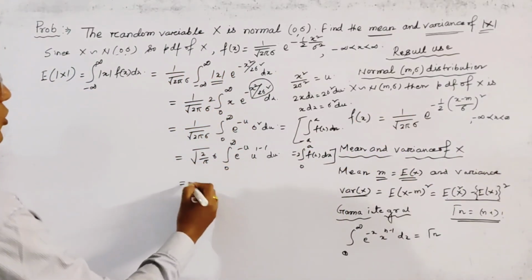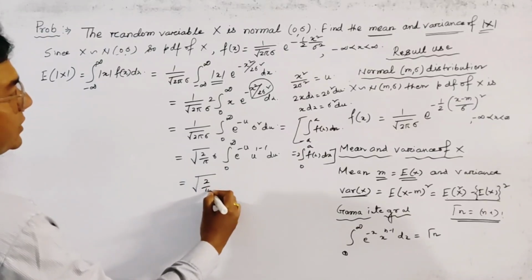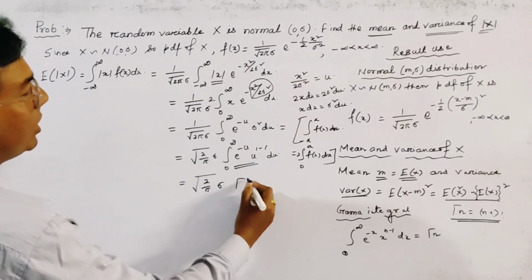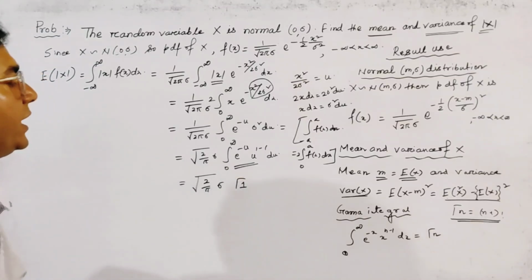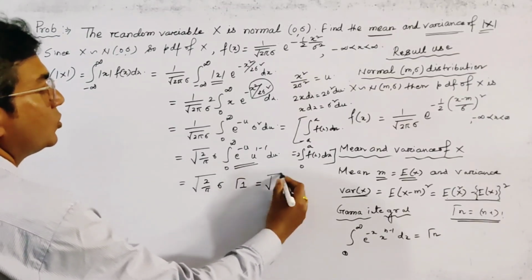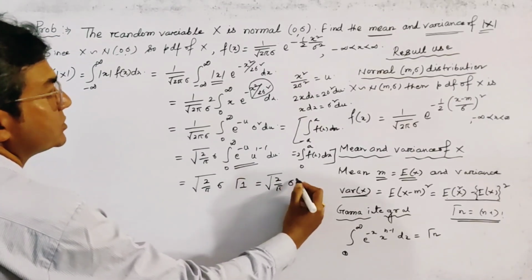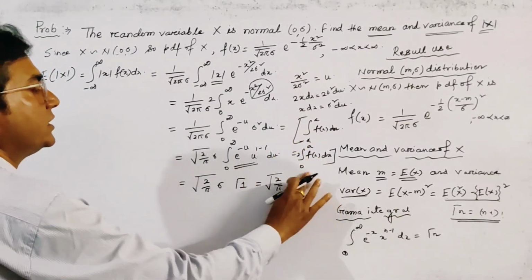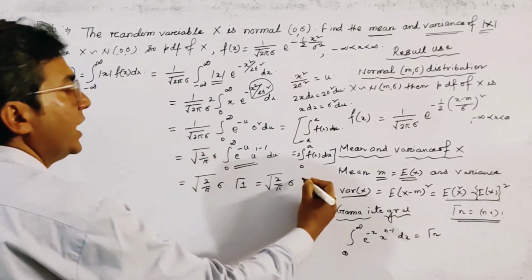From this relation we write the result as gamma 1. Okay, and gamma 1 means root 2 by pi into sigma into 0 factorial. 0 factorial means 1, so we get the mean. This is the mean.